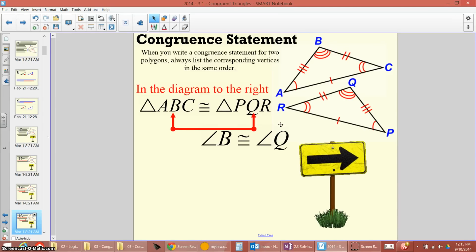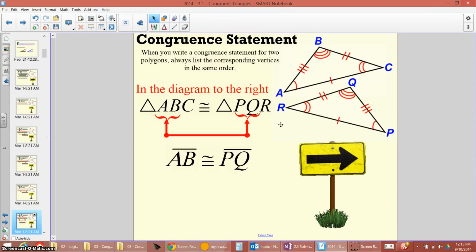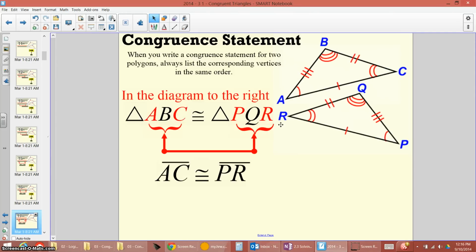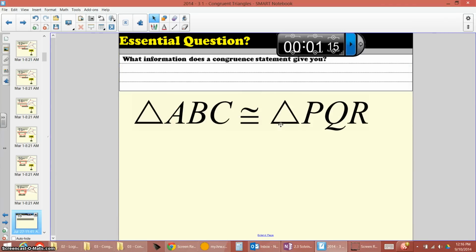Notice P, Q, and R are there. ABC, PQR. And then we say segment AB is congruent to PQ. Segment BC is congruent to QR. And then AC is congruent to PR. These are the corresponding parts of these triangles. So when you get a congruent statement like this, you know a ton of information. You know angle A is congruent to angle P, angle B congruent to angle Q, and segment AB is congruent to segment PQ. You've got lots of information given to you.